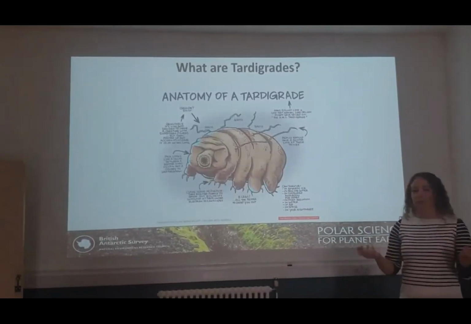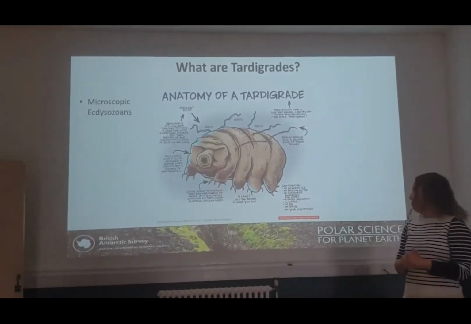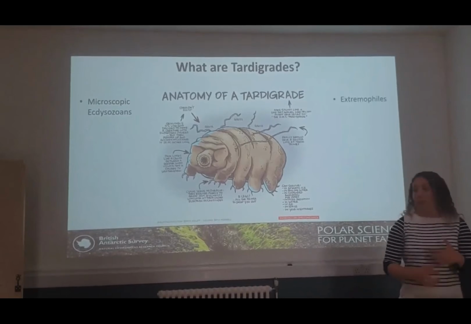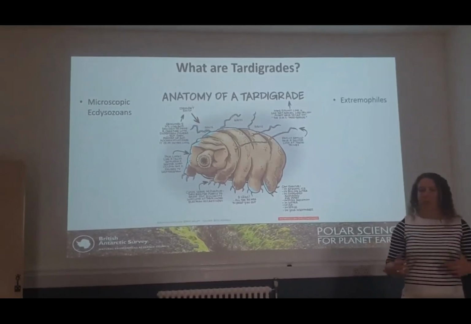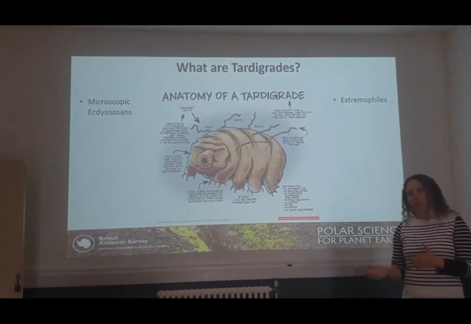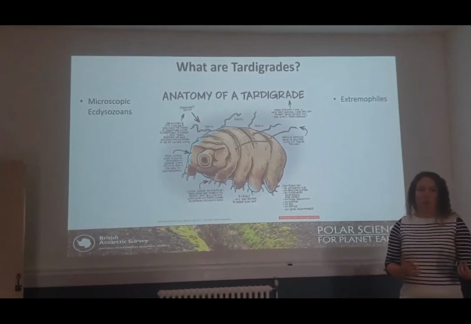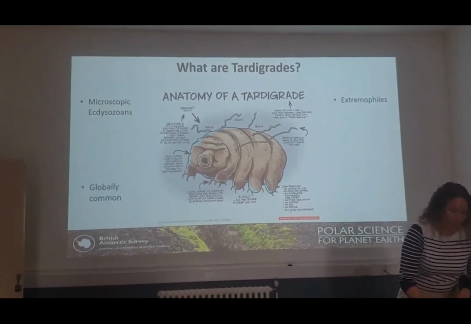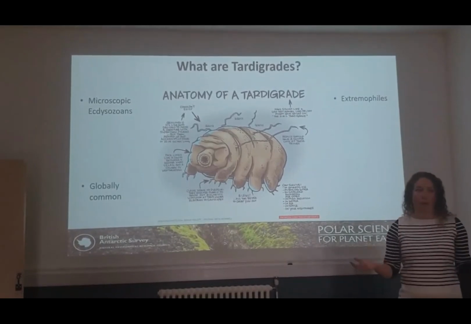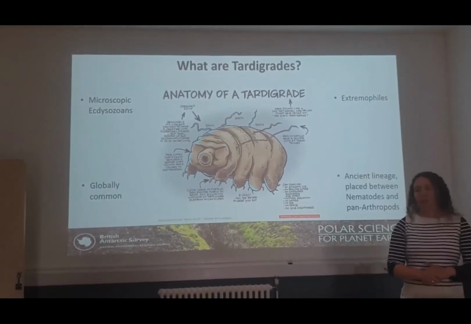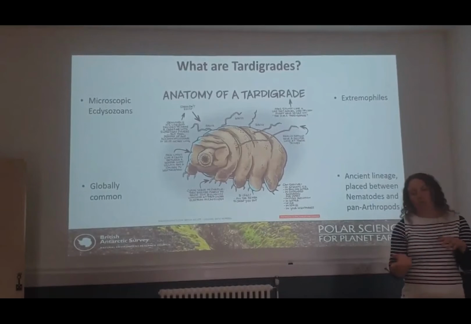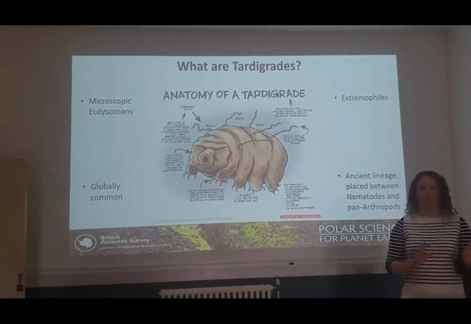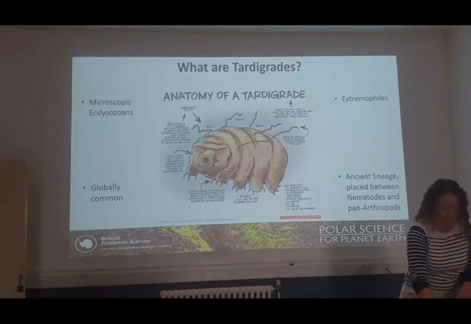So what is a tardigrade? They're microscopic ecdysozoans, which means they shed their outer skin. They're extremophiles, and they can be found in multiple extreme environments, from the polar regions to underwater sea vents to tropical rainforests. They're globally common, found throughout the world, and they're an ancient lineage placed somewhere between nematodes and panarthropods, but this changes depending on what study and model you look at.